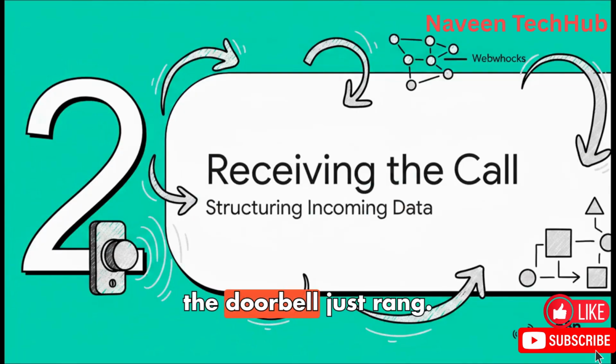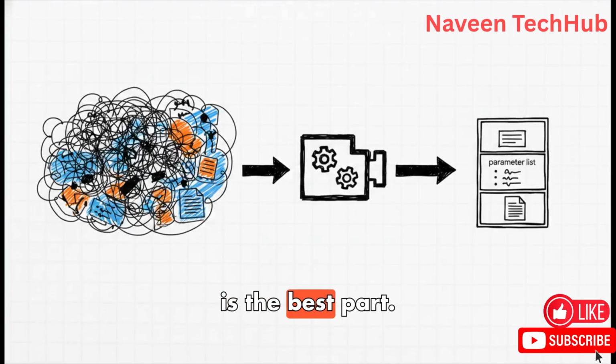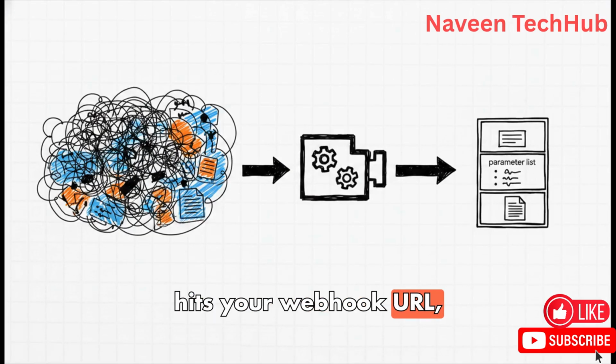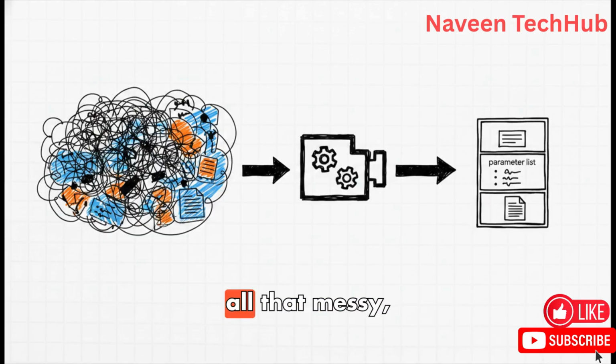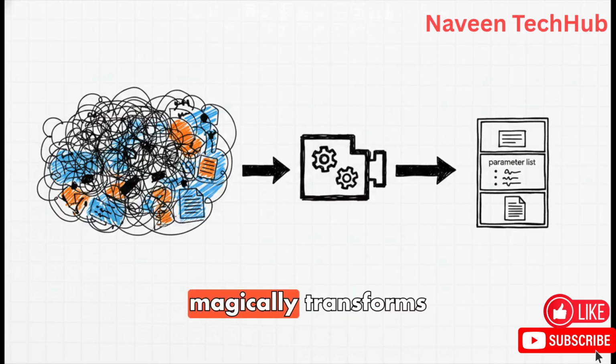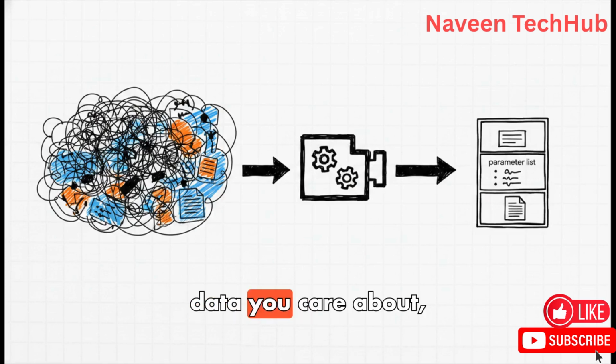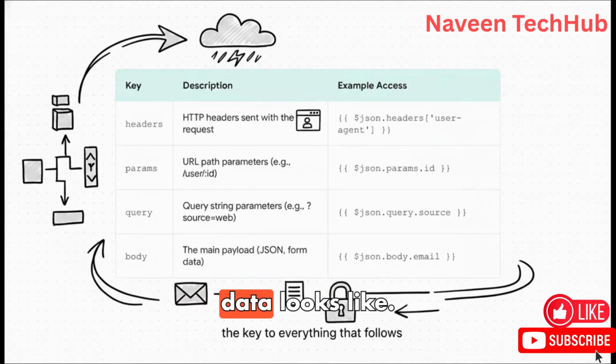Okay, so the doorbell just rang. Someone's at the door. Let's see how n8n answers it and figures out who's there. This part is honestly where n8n makes your life so much easier. And this is the best part. You don't have to do much. The moment that request hits your webhook URL, n8n automatically grabs all that messy, raw data and magically transforms it into a clean, structured JSON object. Everything, headers, parameters, the actual data you care about, it's all neatly organized for you. And here's what that organized data looks like.